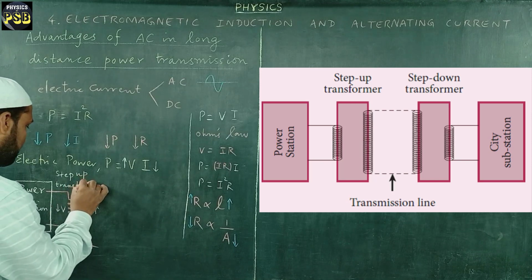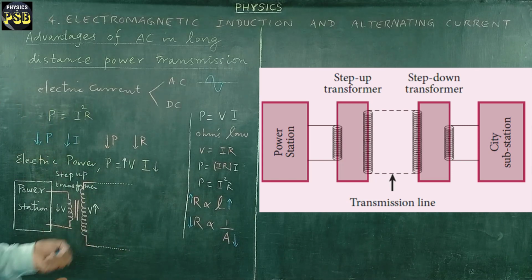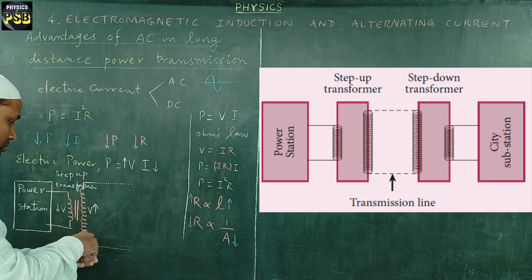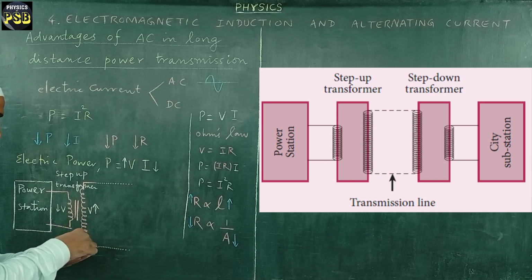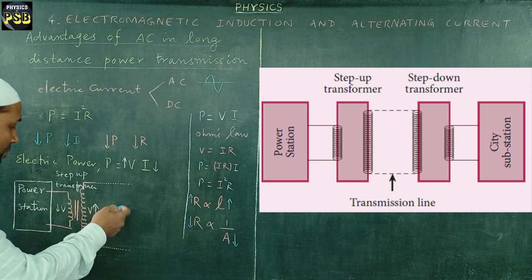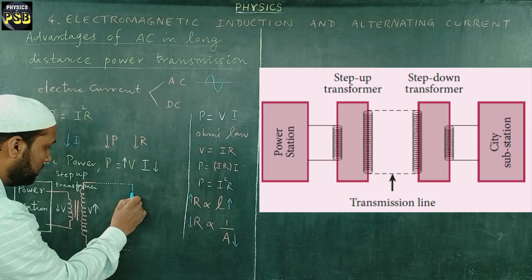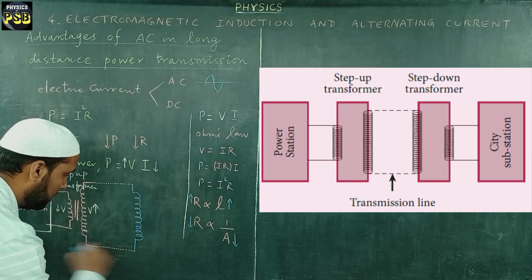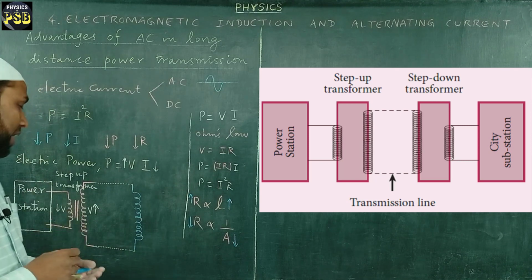Then the step up transformer is connected to the transmission line. Transmission line is nothing but a cable or wire through which electric current will pass. Then on the other end, the voltage is reduced based on the usage. Based on the requirement, we reduce the voltage. For that, we use a transformer again. This time the transformer used is a step down transformer.